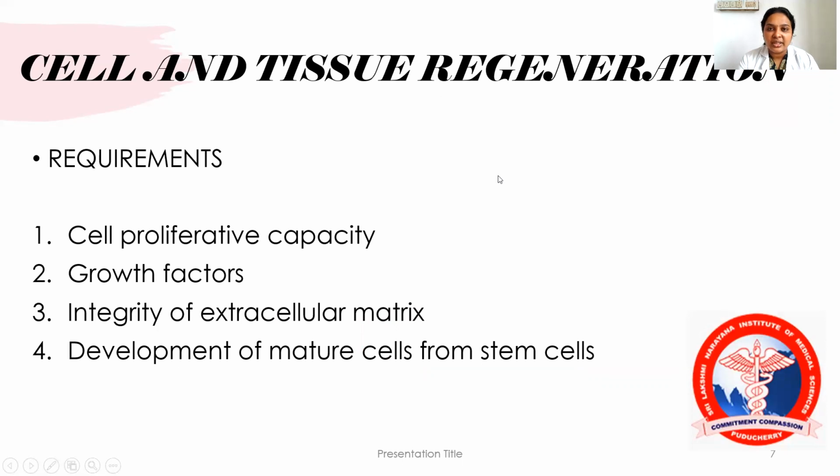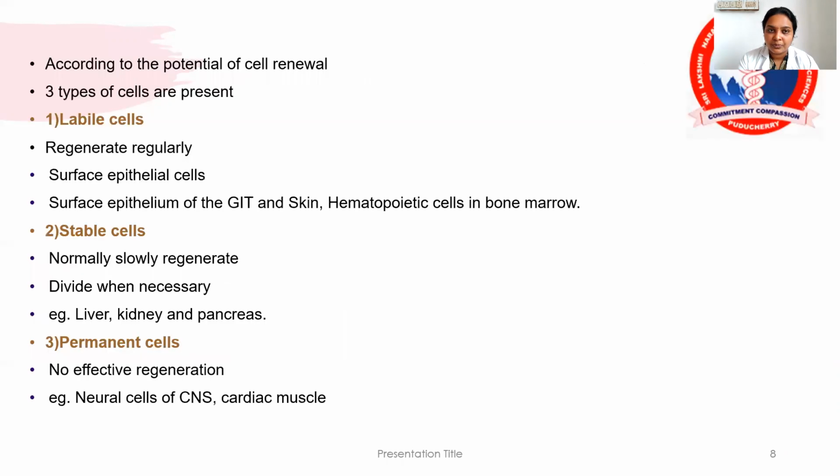Cell and tissue regeneration. What are the requirements for regeneration? First is the proliferative capacity of the cell, then the growth factors, which form the essential component for the proliferative capacity of each cell, and the integrity of the extracellular matrix, then development of mature cells from the stem cells. So these are all the requirements. Depending upon the potential of cell renewal, three types of cells are present. They are broadly classified into labile cells, stable cells, and permanent cells.